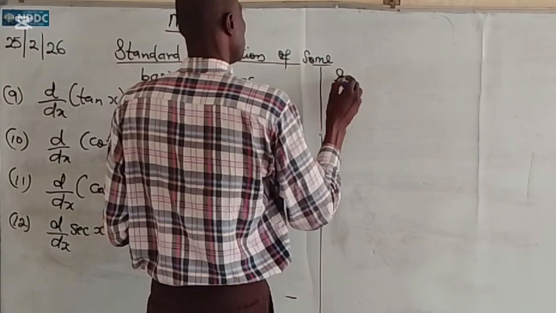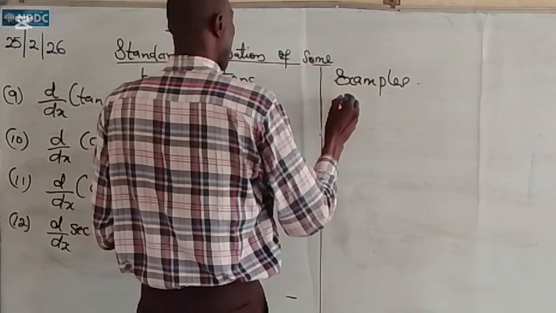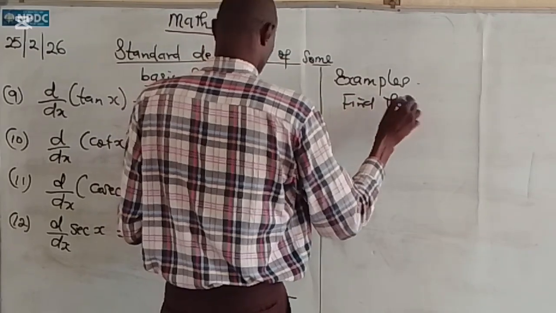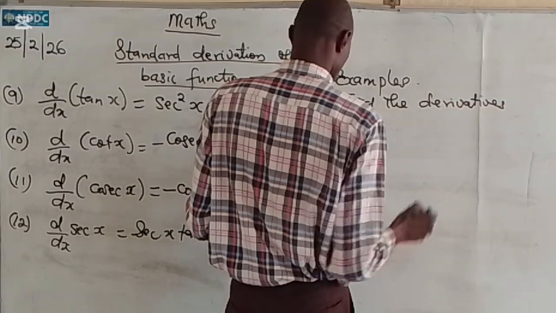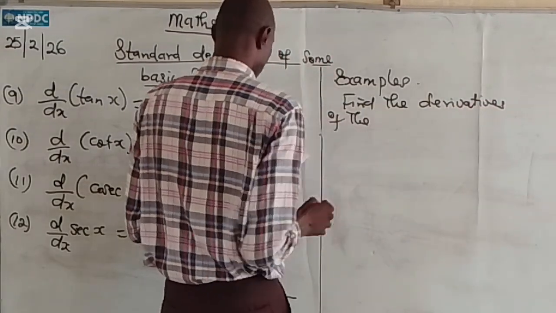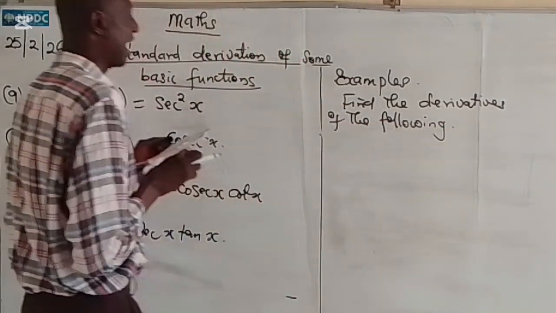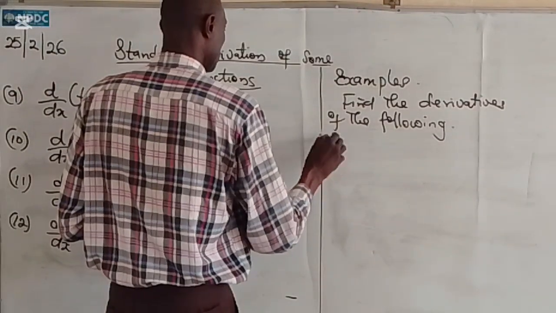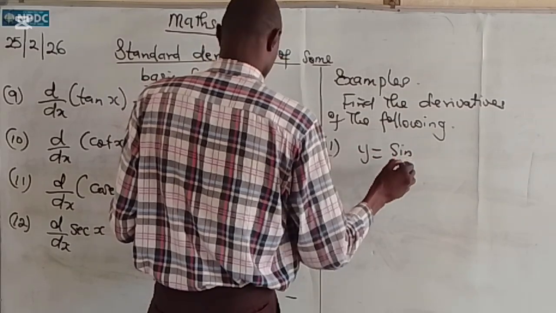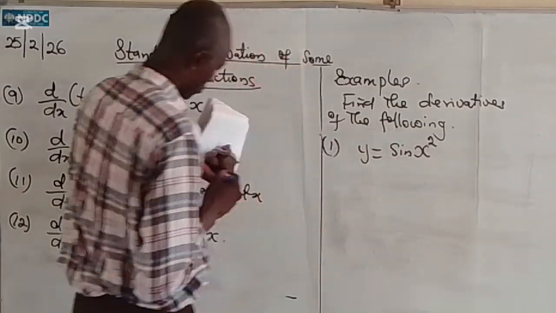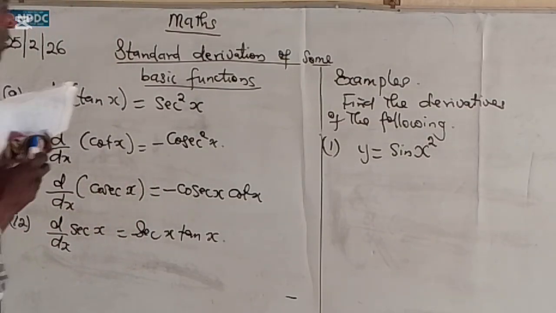Example 1. Find the derivative of the following. I will be asking you questions now, questioning method of teaching. Number 1, y is equal to sine x raised to the power of 2. Now, solution.